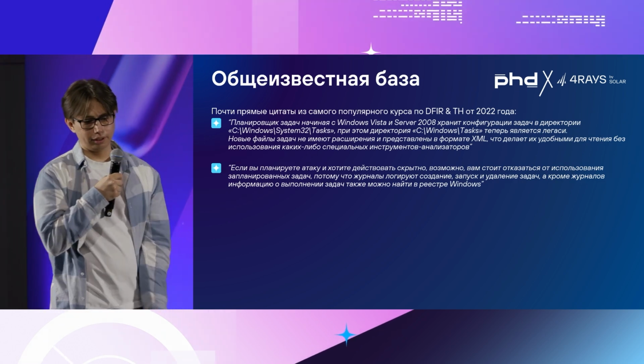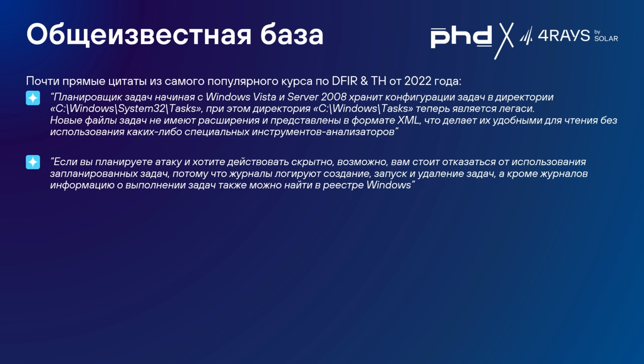And the basics look like this. It looks more or less the same. I just took the DFIR and threat hunting course from 2022. It starts with Windows Vista and Server 2008, and it stores configuration in the directory C:\Windows\Tasks, and the previous directory becomes legacy. The new files do not have an extension and are presented as XML files, which can be read without any special analyzer tool, which is good.